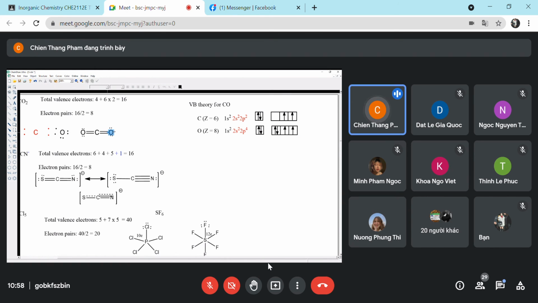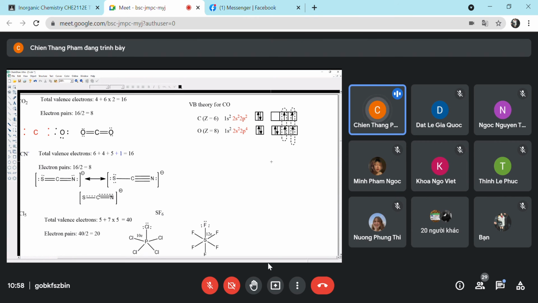Okay, let's take a look. Yeah, so for the first one, let's see here. The carbon has two unpaired electrons, and the oxygen also has two unpaired electrons. So here we have the overlap, the first one between these two orbitals, and this one also.